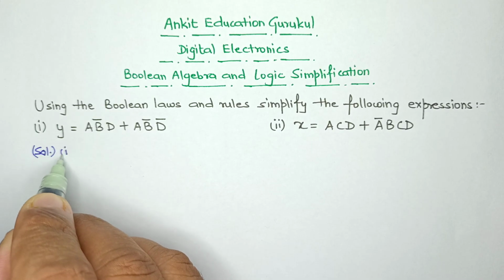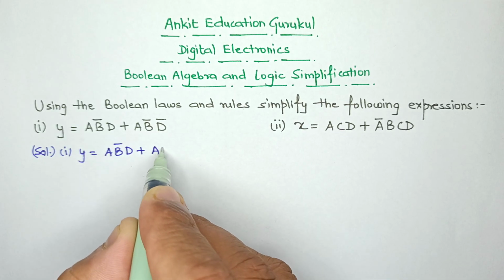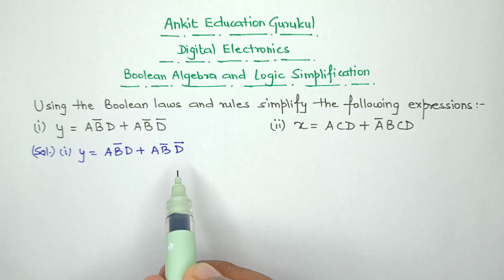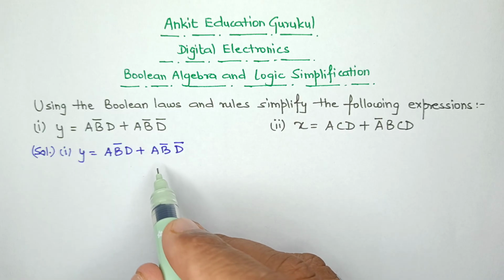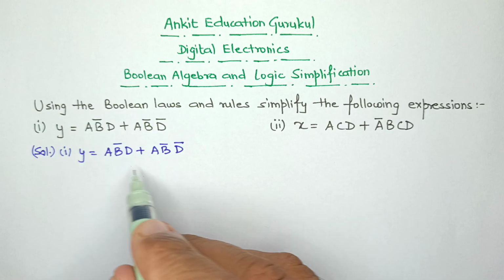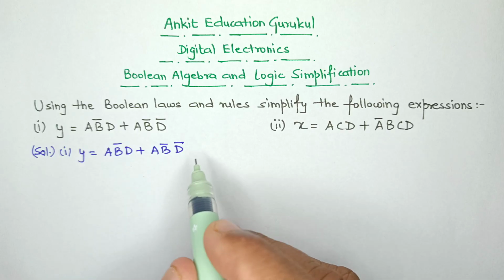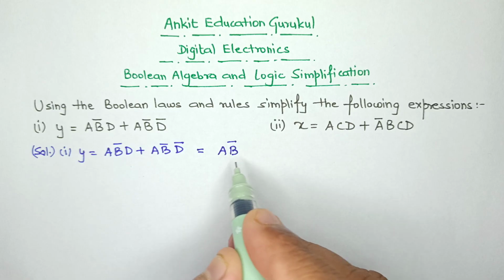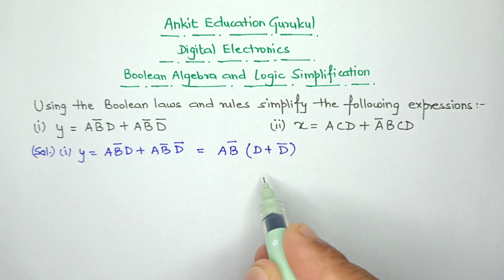The first question at hand is Y = AB'D + AB'D'. Basically, we are trying to use the 12 rules of the Boolean laws to solve these kinds of equations. The first thing to notice is that to simplify this expression we can take out a factor which is common to both terms. Here AB' is common in both terms. So in the first step we can rewrite this as AB' taken out as common, and inside the bracket we will now have D + D'.